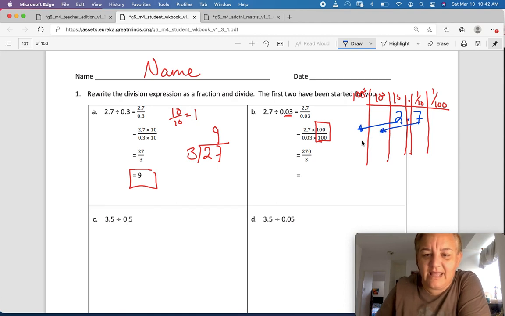Okay. And we're going to have 2 and 7. But guess what? The decimal's all the way over here, so we're going to have to add a 0. 270. Okay. So 270.